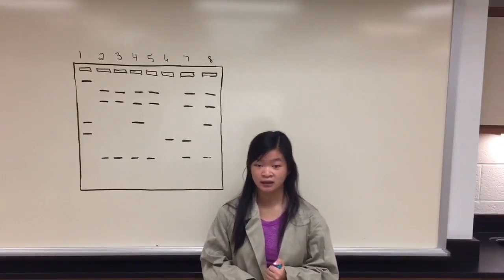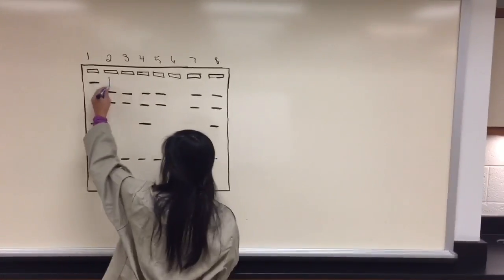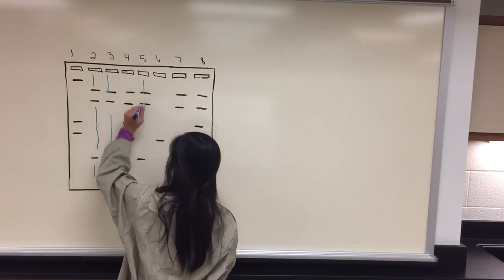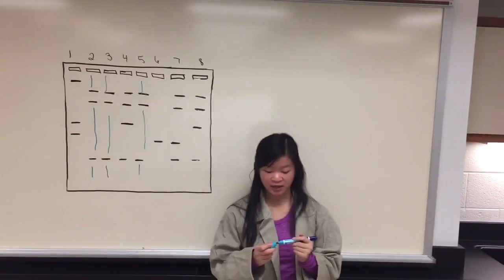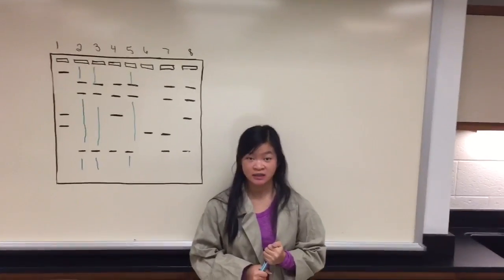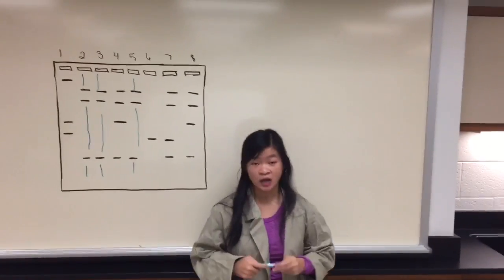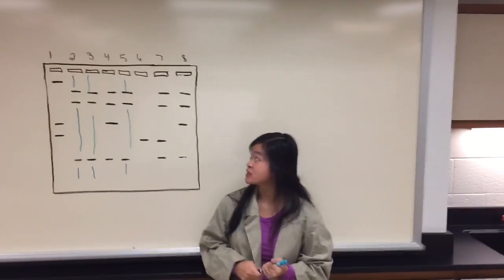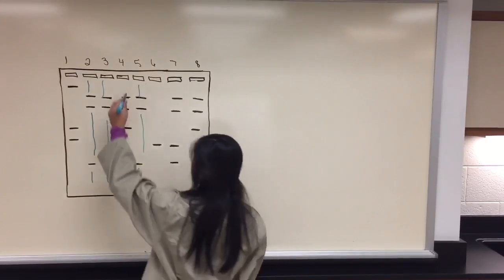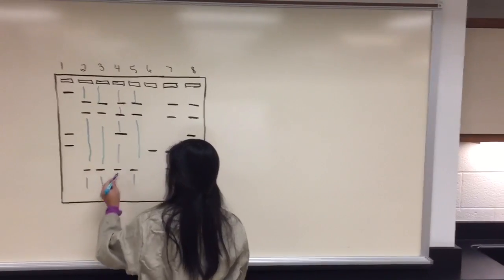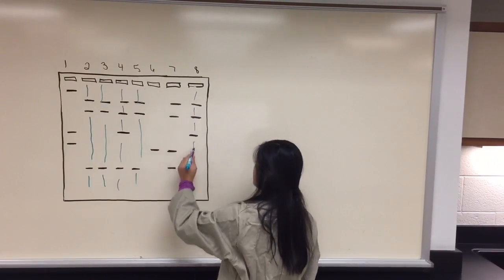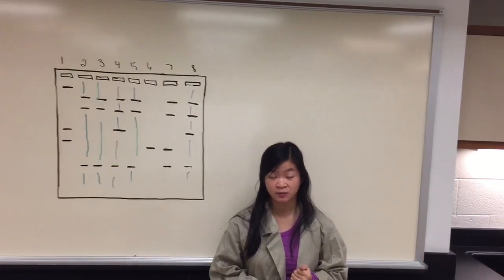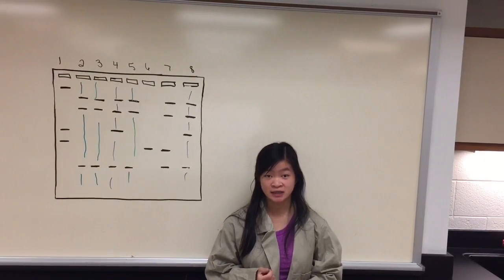Now, the results tell us that lanes 2, 3, and 5 have the exact same banding patterns. That means that James's blood was on the ground and underneath the victim's fingernails. Now we can also see that lanes 4 and 8 additionally have the same banding patterns. That means that the blood found on the flower pot was Dee's blood.